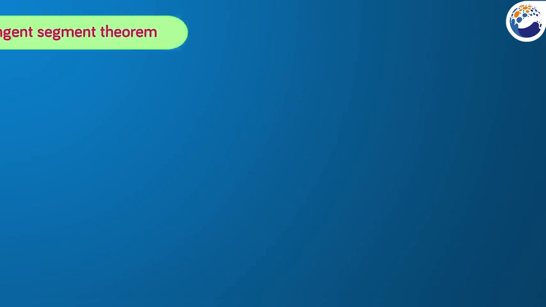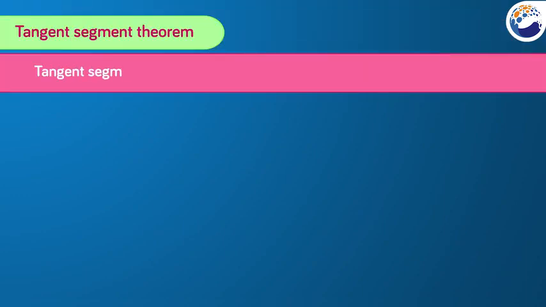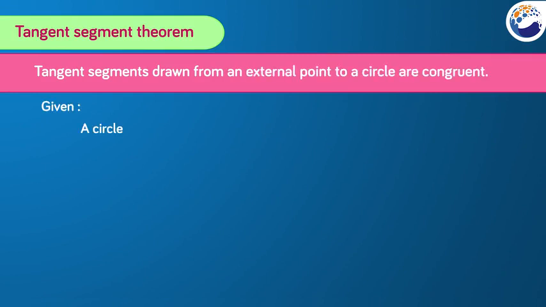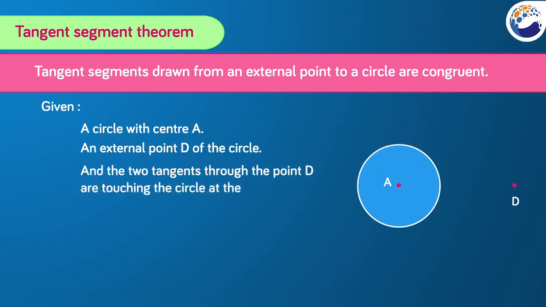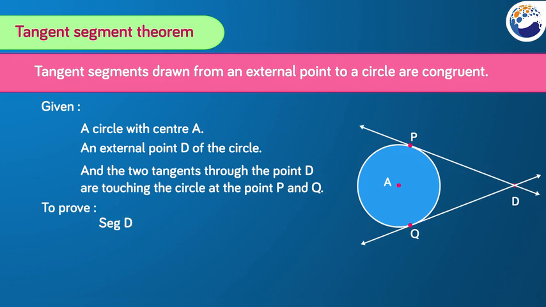Tangent segment theorem. Tangent segments drawn from an external point to a circle are congruent. Given a circle with center A, an external point D of the circle, and the two tangents through the point D touching the circle. To prove, segment DP is congruent to segment DQ.